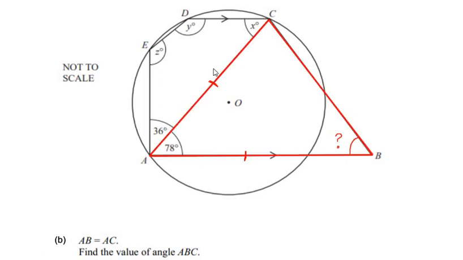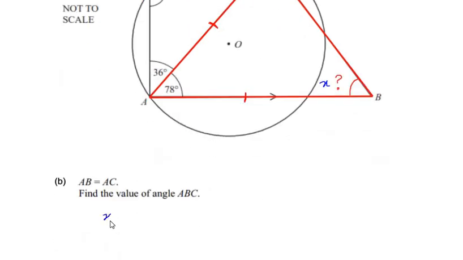And since AB is equal to AC, if we consider the angle B as x, then we have to consider the angle C also as x in the triangle ABC. Now using the angle sum property of triangles, we can write here x plus x plus 78, that is adding all the angles of the triangle, which gives us an angle of 180 degrees.